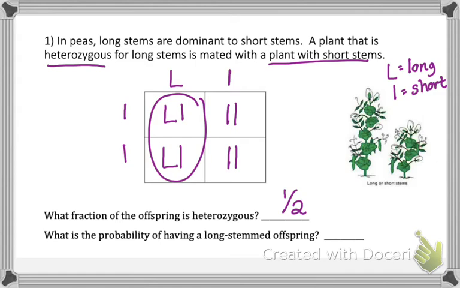Okay, what's the probability of having a long-stemmed individual? In this case, we're looking for a phenotype. So we need to think: long stem means you're either going to be big L, big L, or big L, little l. So we can look and see that again, half of them, the same half, are going to have long stems. And so that's one way we can figure it out.